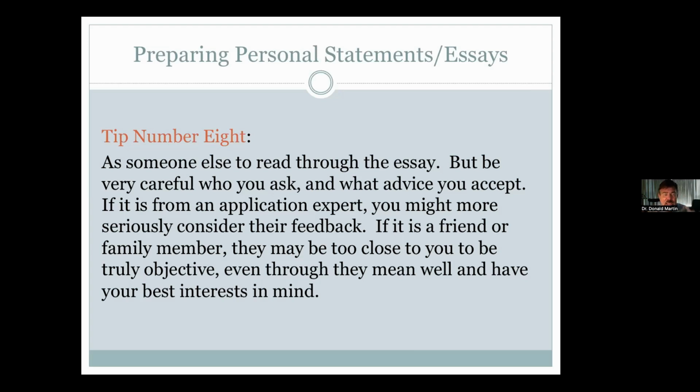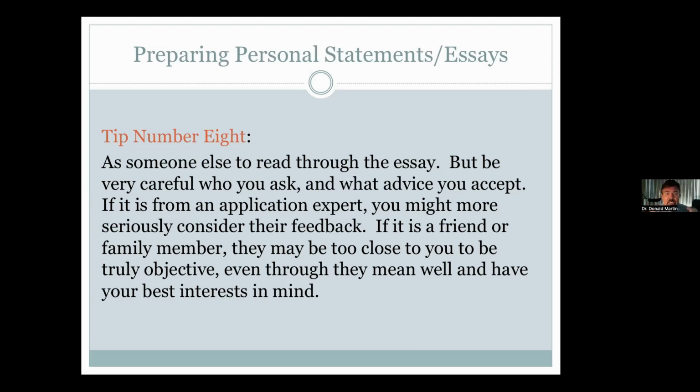Some students will ask. I had one student tell me this was a collaboration between me and my parents. And you know what I said to that student? I said, then you need to go back to the drawing board and rewrite your essay. That's way too close. Be very, very, very careful.